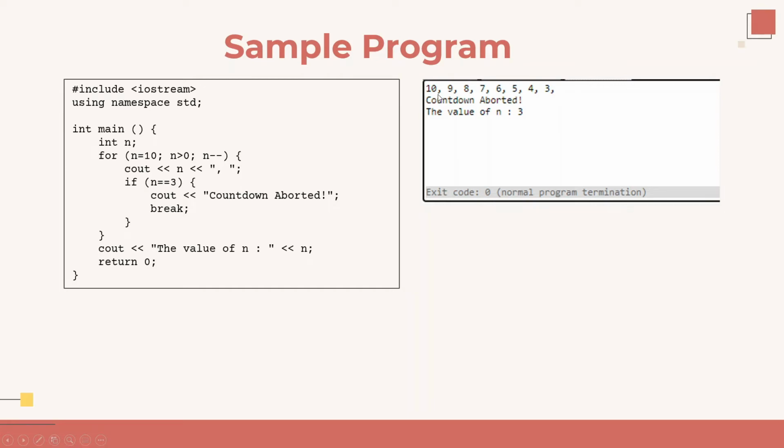On the right side you can see the result. This program will display 10 until 3, and then countdown aborted, the value of n is 3. It happened because if the value of n is equal to 3, the program couts countdown aborted, and then here there is the break instruction, so this program does not continue to print the value of n until 1. So the countdown is aborted, and then it prints the value of n is 3.